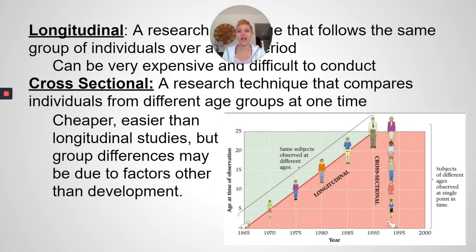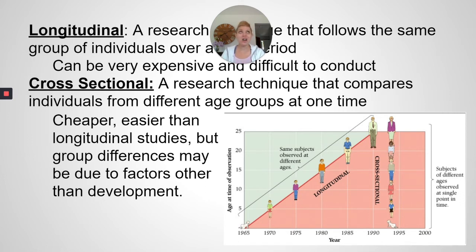So, as you can imagine, one of the big problems with longitudinal studies is that they take a really long time. In fact, a lot of longitudinal studies are started by one group of psychologists and they don't get finished by that same group of psychologists because they all die. And so it gets finished by another group of psychologists. So that's going to be a little bit of a problem with longitudinal studies.